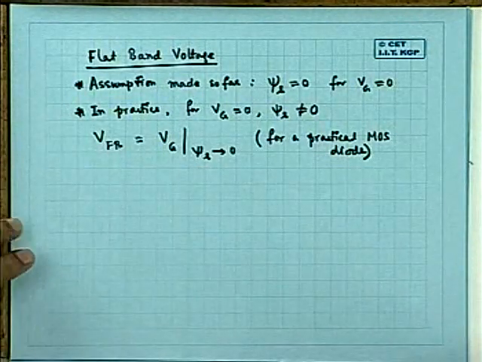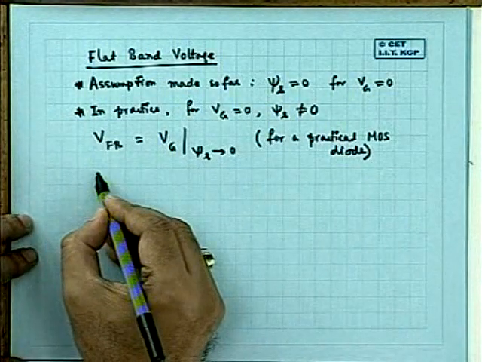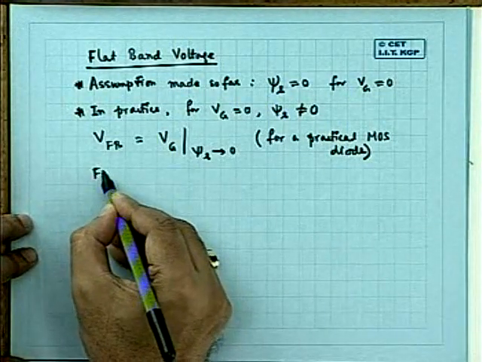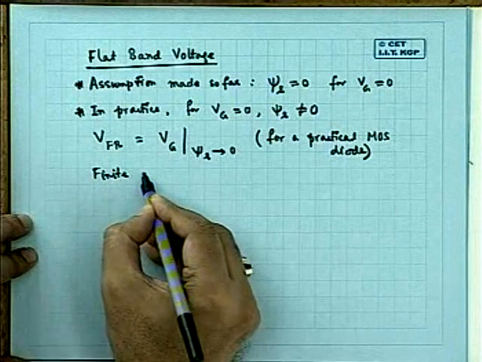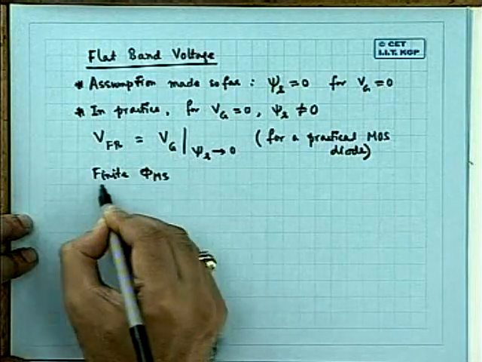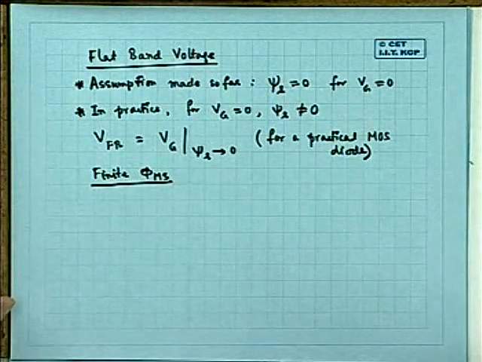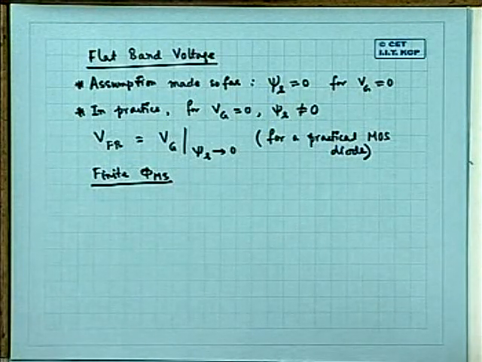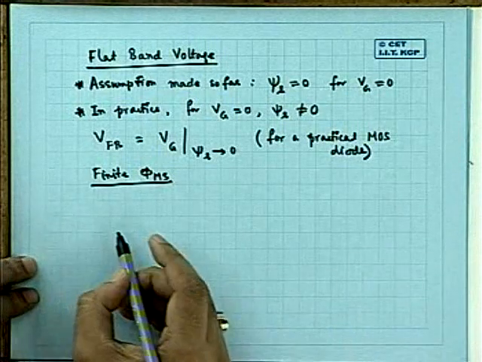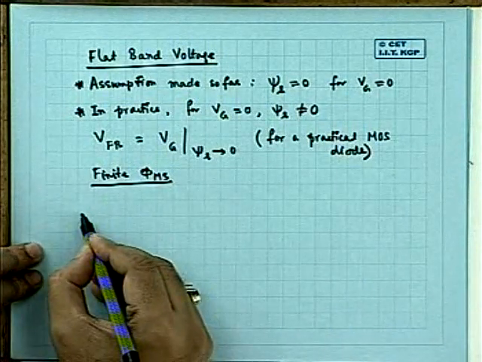Now why does this happen? First let us consider the case of finite phi ms. Phi ms is the difference between the work functions of metal and semiconductor. Let us draw it. Suppose first let me draw the metal side.